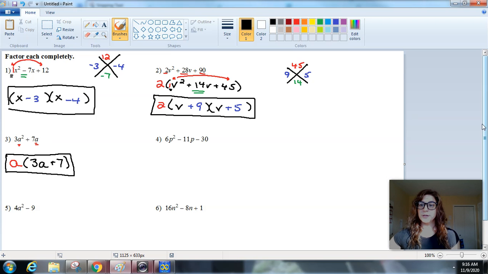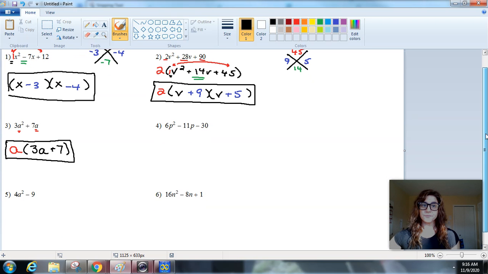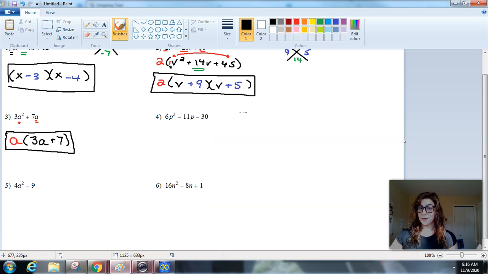Okay. So now number 4, this one, there's no GCF: 6, 11, 30. They have nothing in common. They all don't have a p involved, so I can't take a GCF out. So I'm going to have to do the diamond method, but this one's going to take a little bit more work involved. Okay, I'm still going to multiply the first and the last.